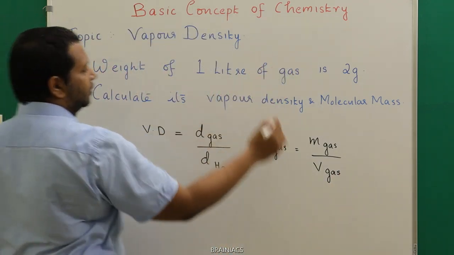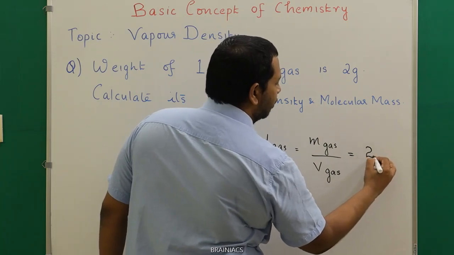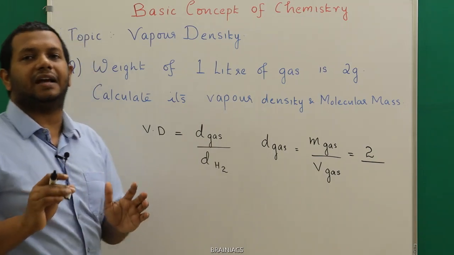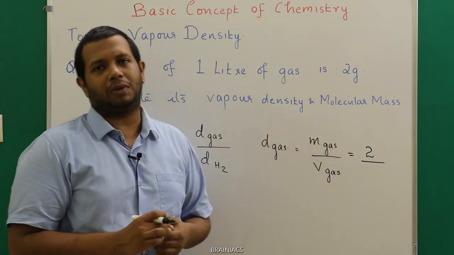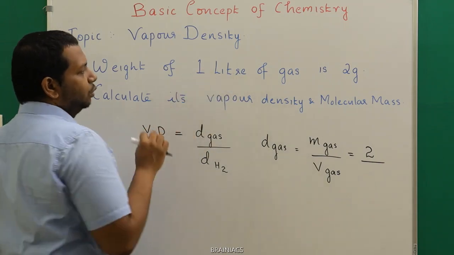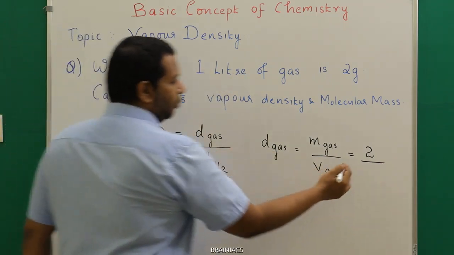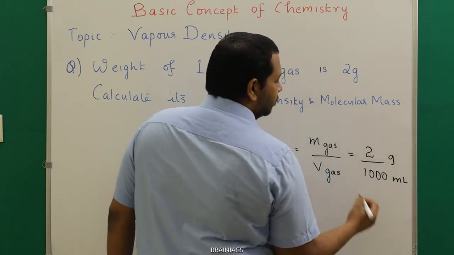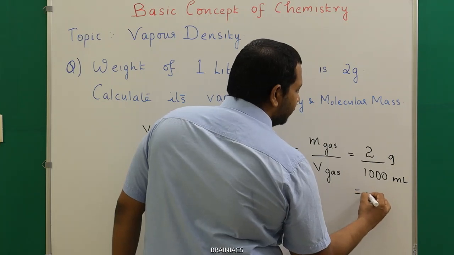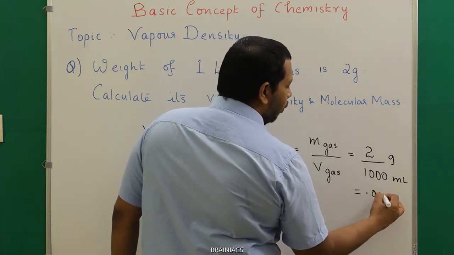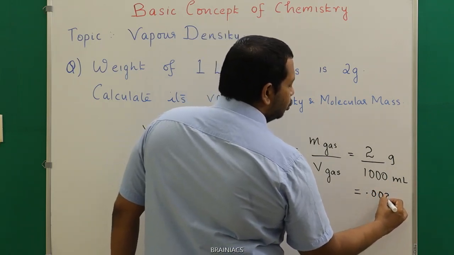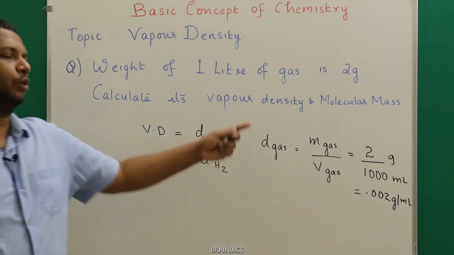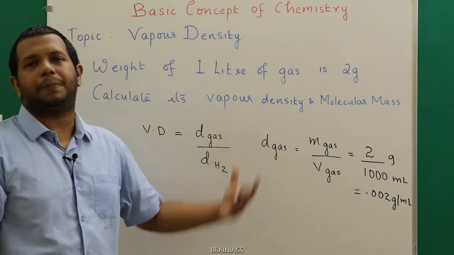So mass of the gas, they have mentioned it as 2 gram. Now what is the volume? I will usually express density as gram per ml. That is a normal way. So I know 1 liter is equal to how much? 1000 ml. So I can say volume is equal to 1000 ml. Now tell me what is the density of the gas? 2 divided by 1000. So this will be 0.002 gram per ml. Correct? Or you can write 2 into 10 power minus 3 gram per ml.